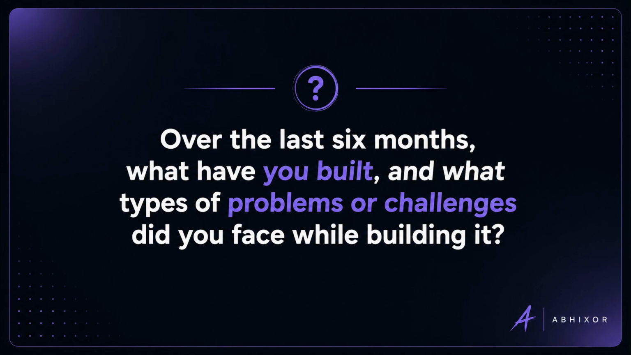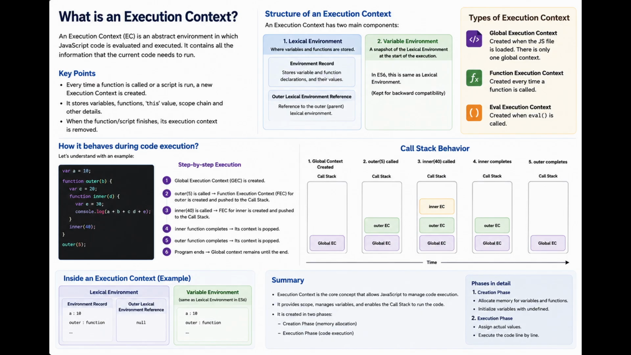Okay, let's start with JavaScript. What is the execution context and how does it behave? So execution context has two phases: memory phase and code phase. In the memory phase, we have just the variables, and in the code phase, the actual code executes.